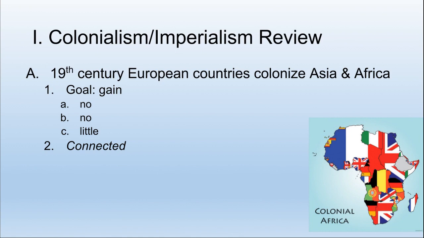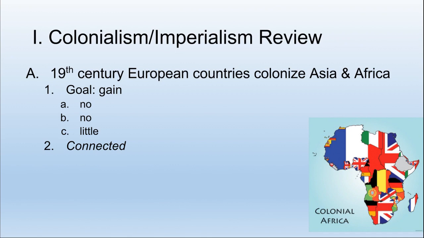19th century, we know European countries, they are attempting to colonize Asia and Africa pretty successfully. Why are they doing this? What is their goal? Their goal is to gain raw materials and also create new markets to sell their produced goods to. So they're trying to gain new raw materials such as lumber, rubber, metals, etc., and then build these raw materials into goods in factories, and now they have new markets to sell these manufactured goods back to at a much higher price.